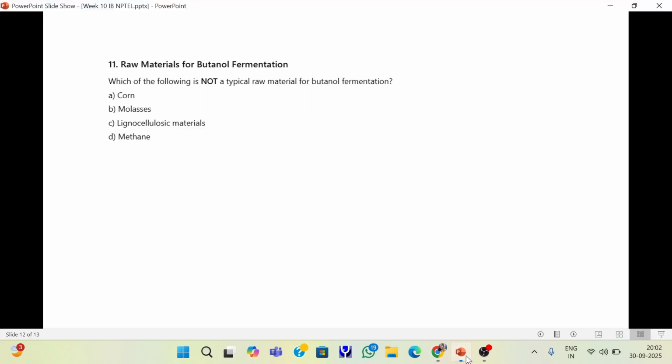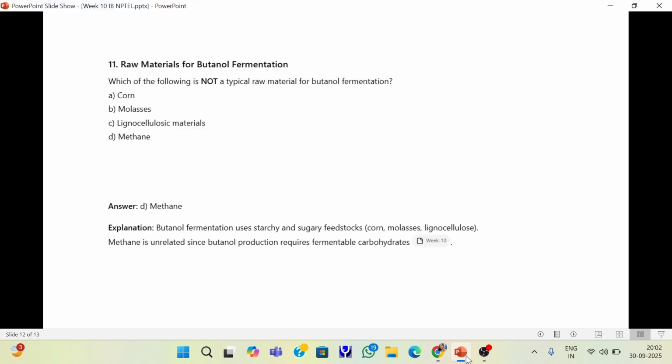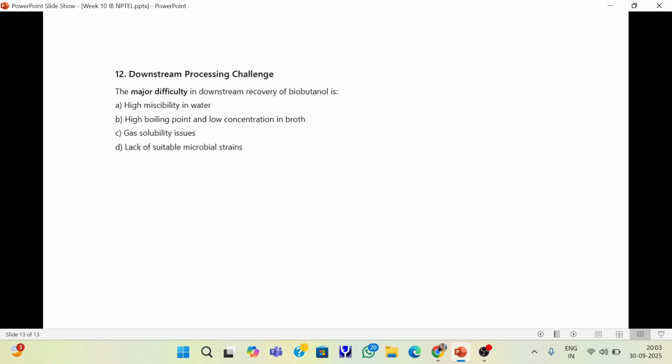Okay, let's see what is the correct answer to this question. It is D, methane. So the butanol fermentation uses starchy and sugary feedstocks like corn, molasses, and lignocellulose. But the question asks which is not a typical raw material. So methane is the one which is not related, since butanol production requires fermentable carbohydrates. Carbohydrates means starch and sugar products. So methane is not that, right? Moving on to the next question.